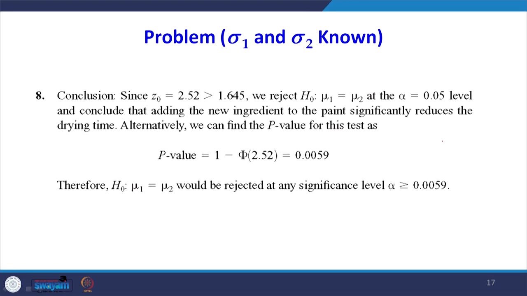Because it is a right tail test, the p value should be 1 minus the probability corresponding to the calculated z value of 2.52. So, we got 0.0059. I will verify this with the help of Python, how we got this 0.0059. We are comparing this p value with the alpha. Therefore H naught mu 1 equal to mu 2 would be rejected at any significance level alpha greater than 0.0059. What is happening here? The value of p is very small, so we have to reject our null hypothesis.